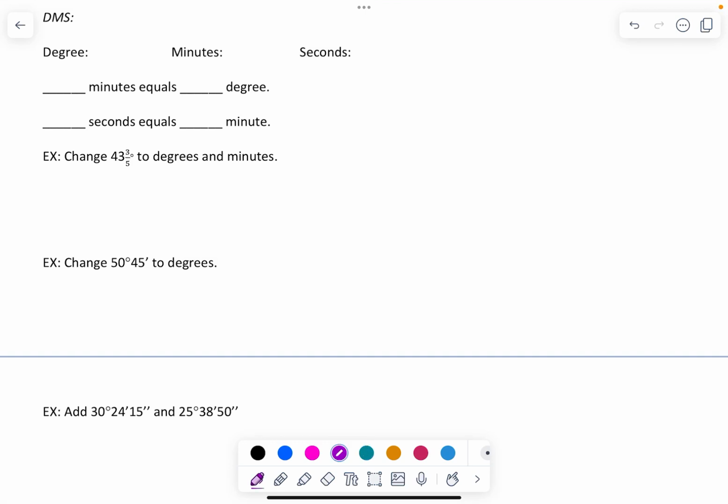All right, today we are going to finish our 1.2 notes. So here we are, day 2 for 1.2. And today we are going to talk about degrees, but we can get more specific, even smaller units.